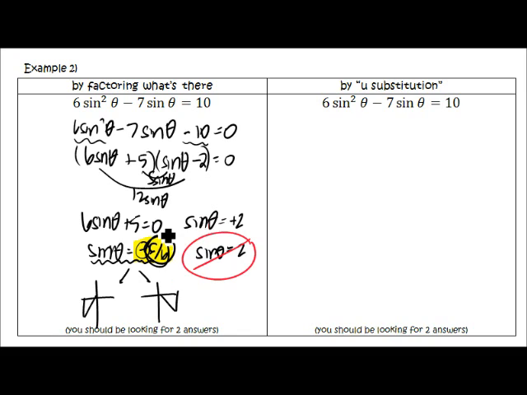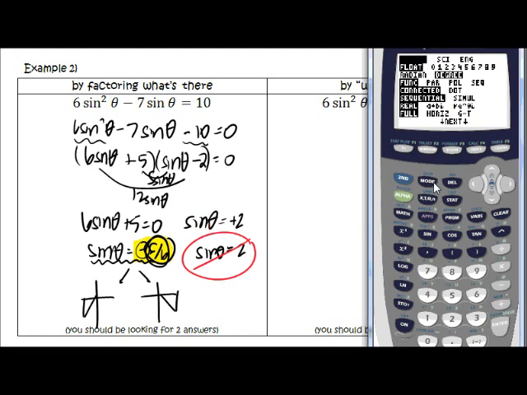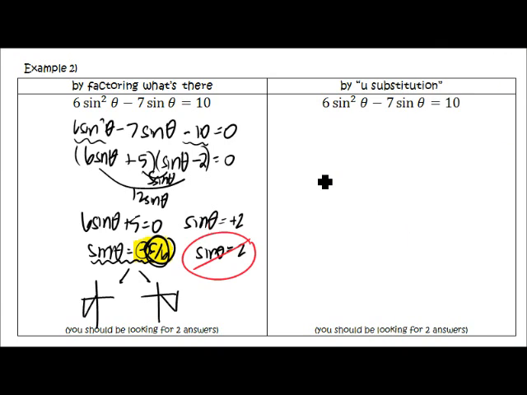What angle has a sine of 5/6? Well, I don't know, and you probably don't know, but your calculator knows. Make sure you're in degree mode, and we can take the inverse sine of both sides. This is like asking your calculator, what angle has a sine of 5/6? To the nearest degree, that angle is 56 degrees.